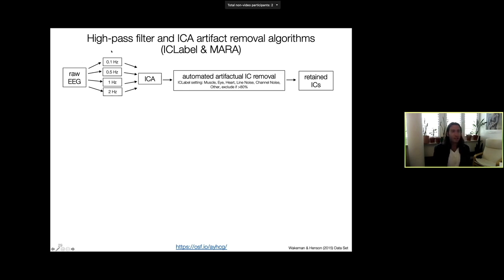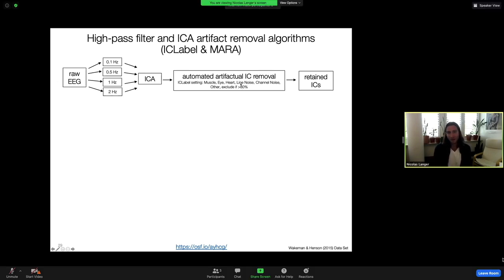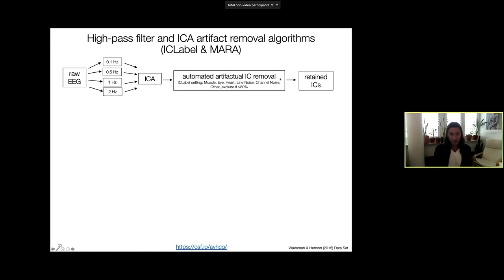So I took the data and applied different high-pass filters, computed the ICA decomposition, and then ran IC-label and also MARA. You can find the code and the results on the OSF link. As the IC label setting, I excluded components if they were labeled with a probability of 80% as muscle, eye, heart, line noise, channel noise, or other. And then I simply replotted the retained independent components.